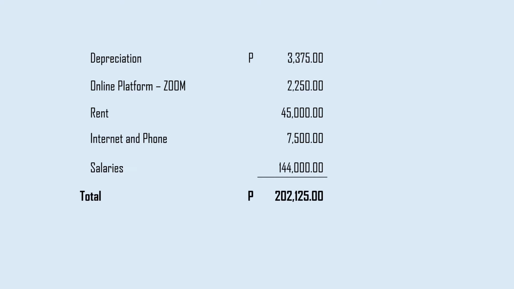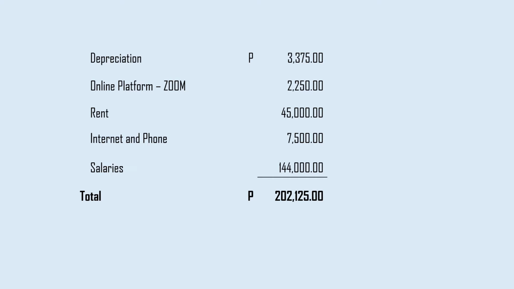The fixed costs for one quarter ended give us a grand total of 212,125. The computation for depreciation and the breakdown of other costs will be shown in the succeeding slides. The Zoom Premium has a fixed subscription fee of 750 per month, giving us a total of 2,250 for one quarter. The rent for an office space to suffice our employees has a fixed amount of 15,000 per month, giving us 45,000 for one quarter.